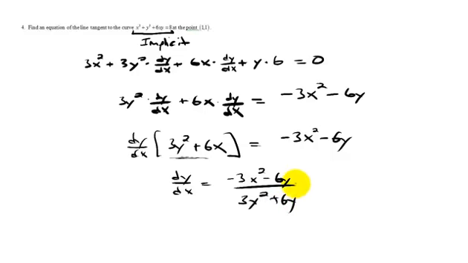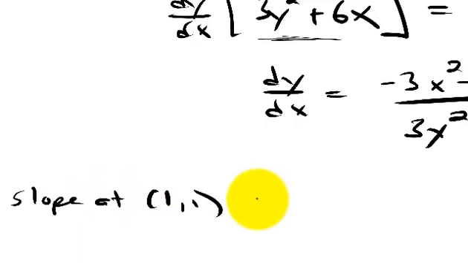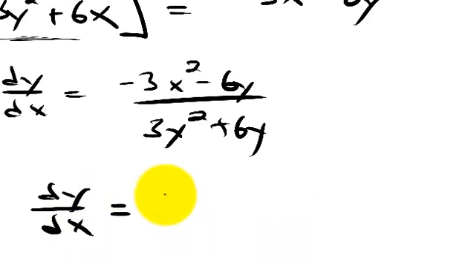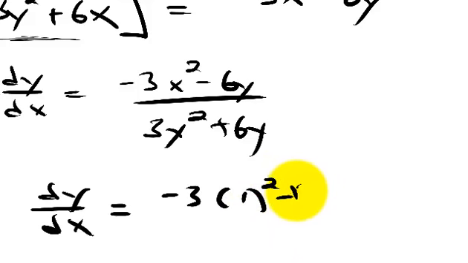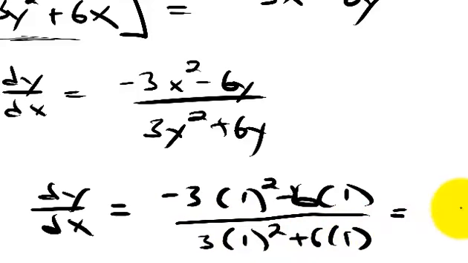Not a big deal. What I want to do now, though, is find the slope at that point (1, 1). The slope at (1, 1), that's dy/dx, equals negative 3 times 1 squared minus 6 times 1, all over 3 times 1 squared plus 6 times 1. If you evaluate that, you get negative 1.